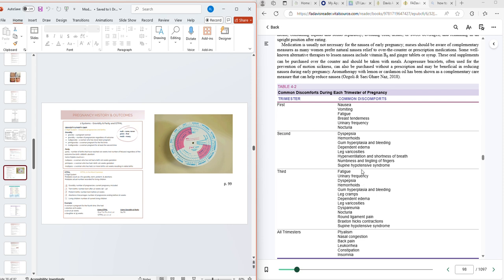Discomforts. I want you to read through these common discomforts of each trimester during pregnancy. Of course you've got the nausea, vomiting, heartburn, hemorrhoids, fatigue. Then especially in the last trimester, you can get that nasal stuffiness. So you can read through those.